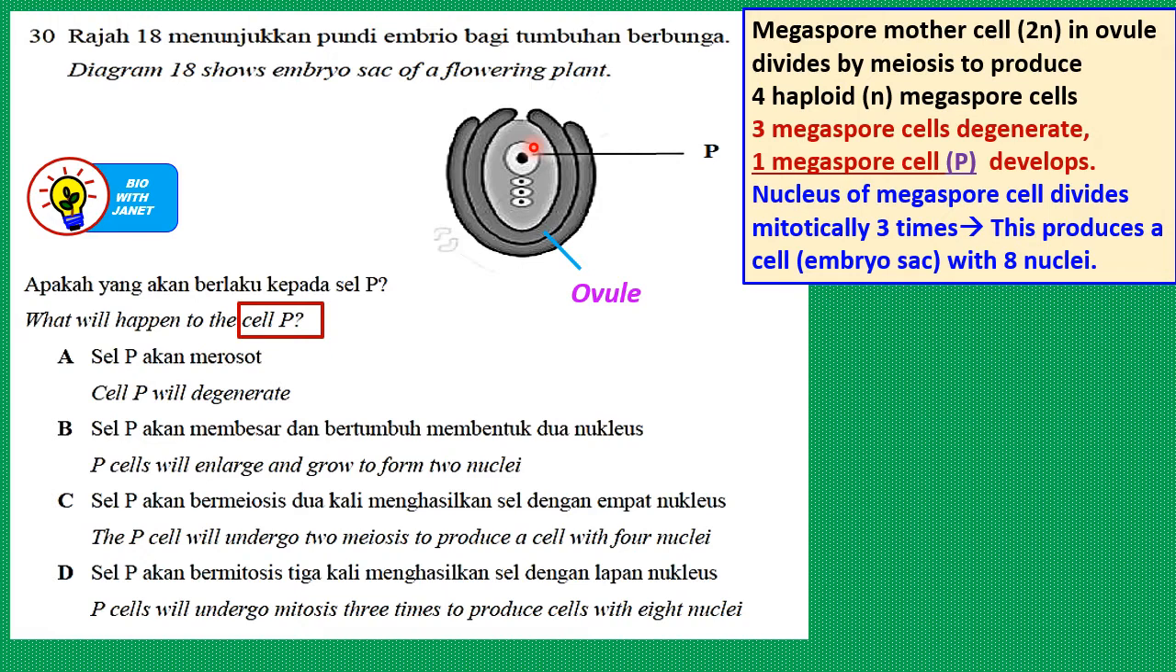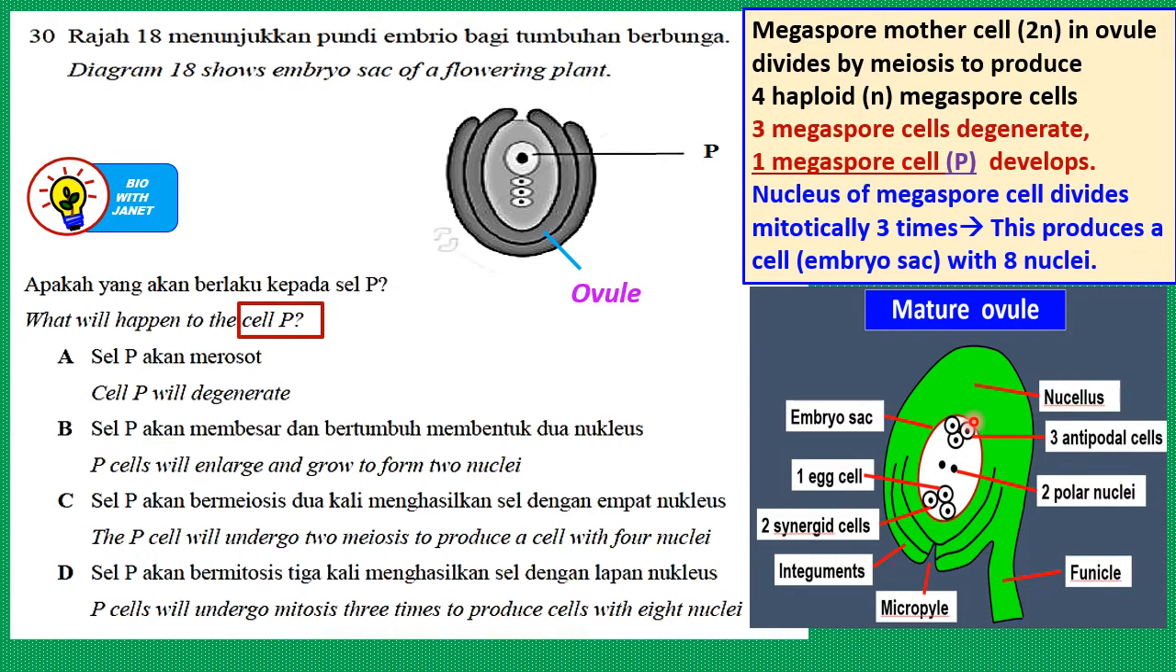Okay, so P is a megaspore cell that develops. Then the nucleus in P divides mitotically 3 times. Alright, so the first time it divides, one nucleus will become 2 nuclei. Then the second time, the 2 nuclei divide to form 4 nuclei. And then for the third time, the 4 nuclei divide to form 8 nuclei. Right? So in the end, this produces a cell called the embryo sac, a big cell with 8 nuclei inside, as shown in the diagram here.